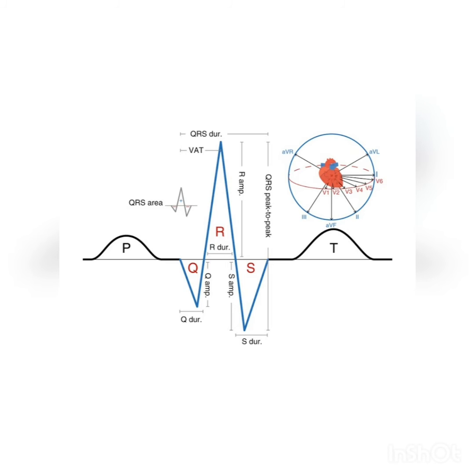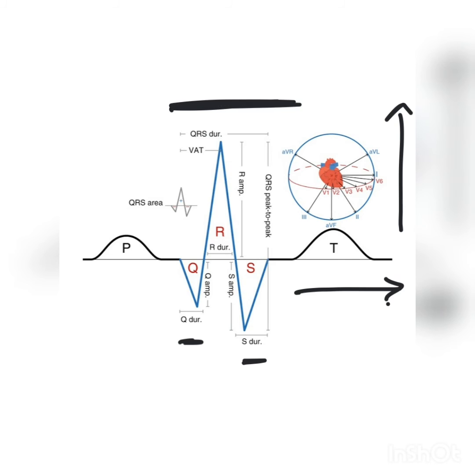So after the P wave comes the QRS complex. The QRS complex starts with the Q wave and ends with the S wave. As with the P wave, there is amplitude on the y-axis and duration on the x-axis. So for each wave, for the Q wave, R wave and S wave, we have to look for amplitude and duration each, because there is a certain duration that is abnormal, and also the whole duration of the QRS complex.